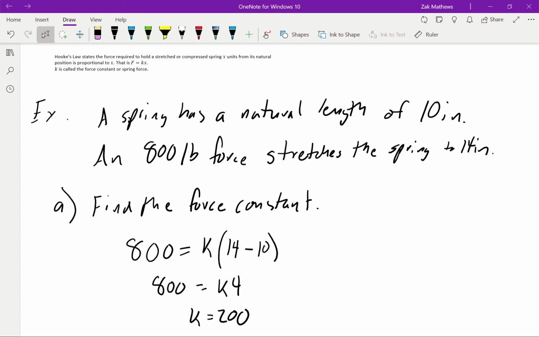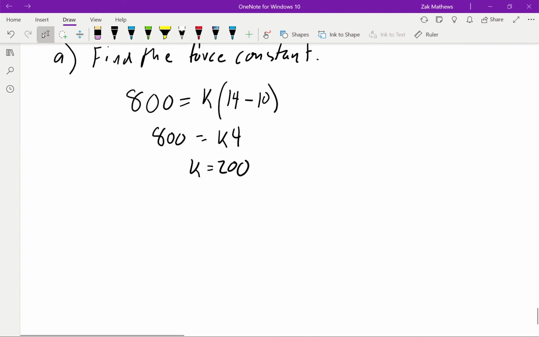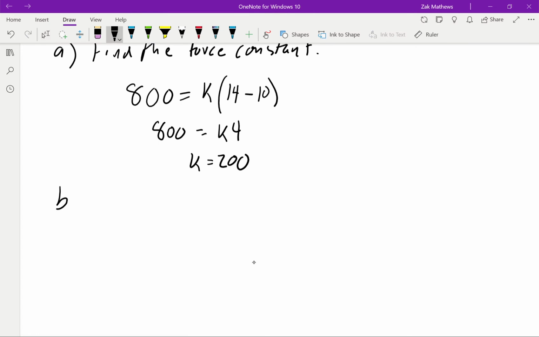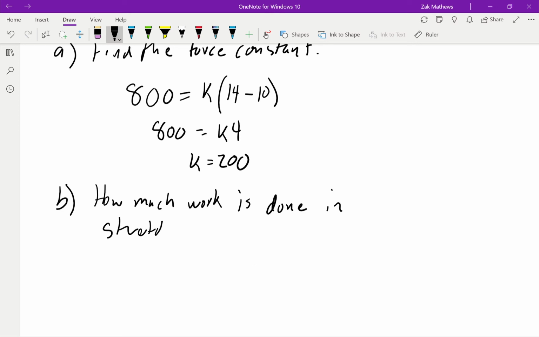So now we have that spring constant. We can use that for this spring no matter how many different parts to this problem there are. That will always stay the same just for this one spring. How much work is done in stretching a spring from 10 inches to 12 inches?